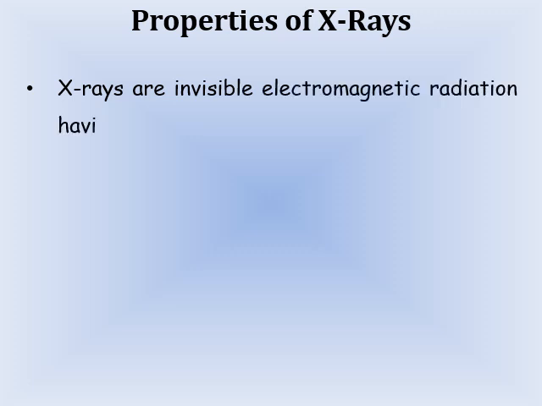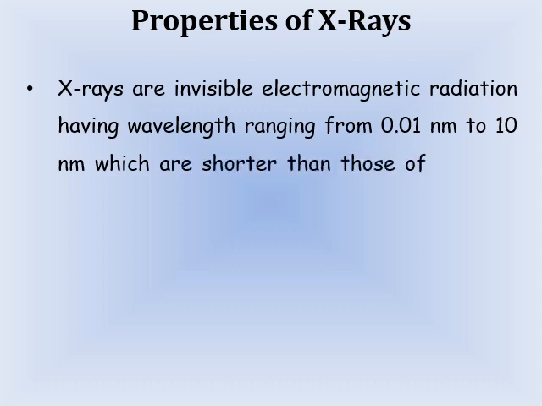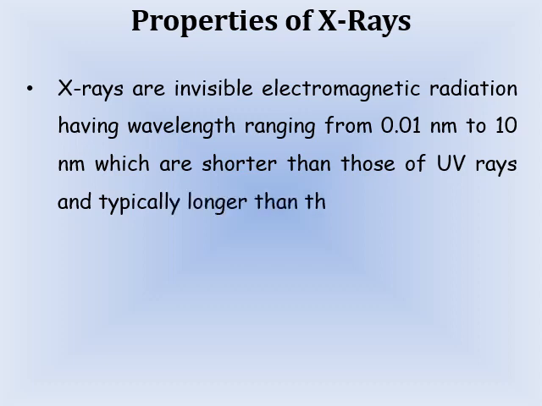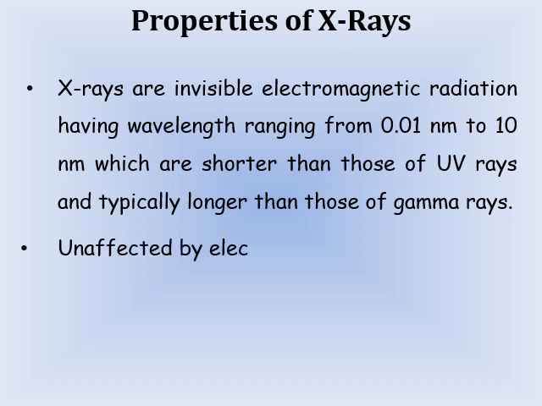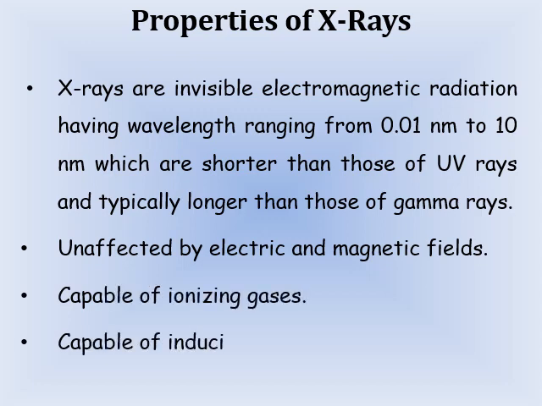Let's see some important properties of X-rays. X-rays are invisible electromagnetic radiation having wavelength ranging from 0.01 nanometers to 10 nanometers, which are shorter than those of ultraviolet rays, and typically longer than those of gamma rays. They are unaffected by electric and magnetic fields. Also, they are capable of ionizing gases. And they are also capable of inducing biological reactions.